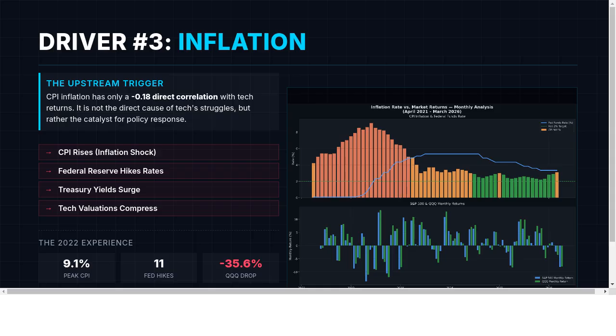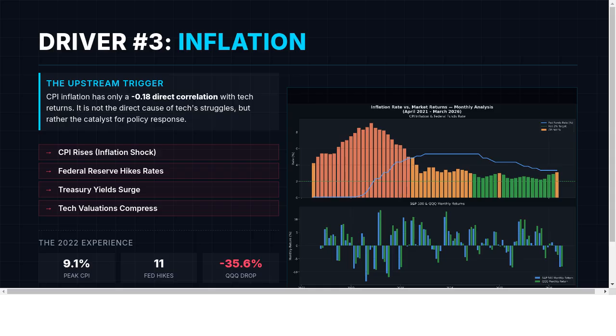When CPI rises, the Federal Reserve typically hikes rates, which then causes Treasury yields to surge. This increase in discount rates compresses tech valuations, leading to price declines. The 2022 experience is a prime example. CPI peaked at 9.1%, leading to 11 consecutive Fed rate hikes, and QQQ subsequently lost 35.6% peak to trough. The key takeaway here is to monitor inflation as a leading indicator for Fed policy, not as a direct driver of tech returns.